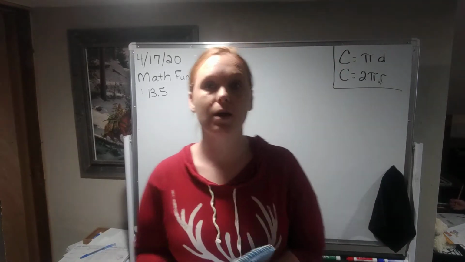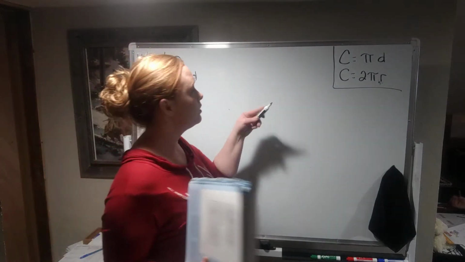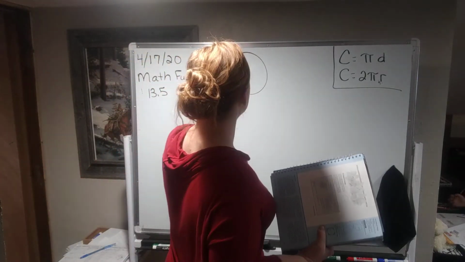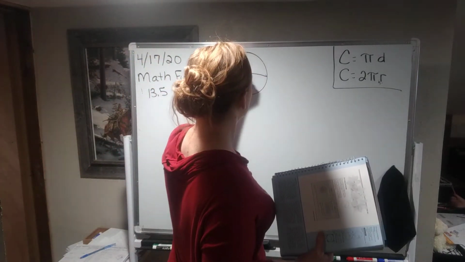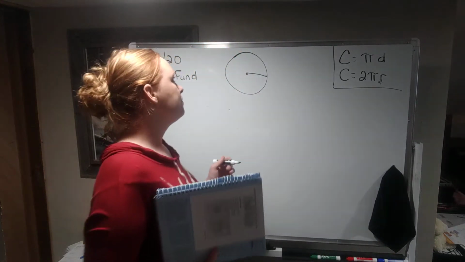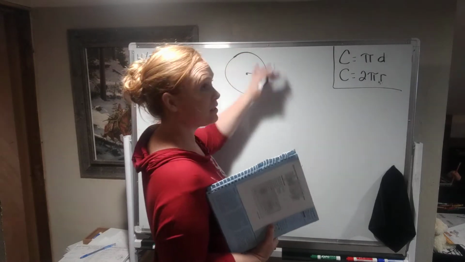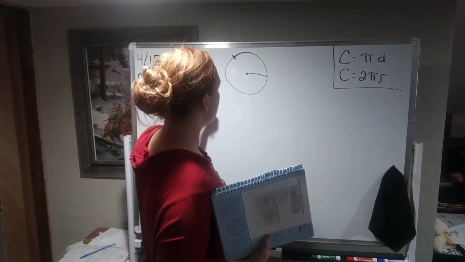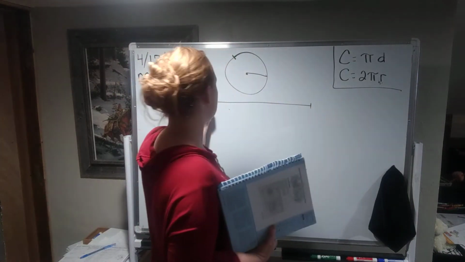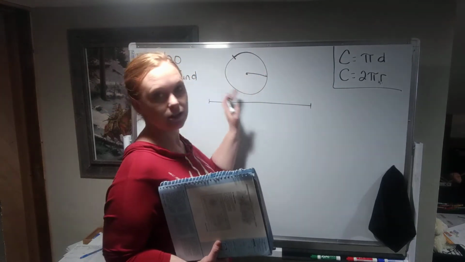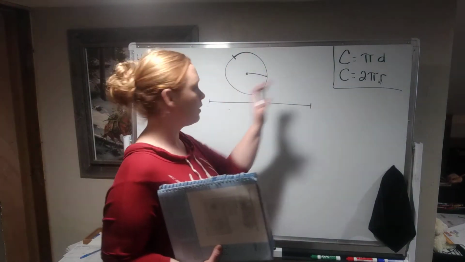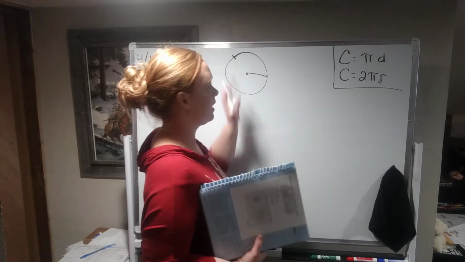So first we need to talk about what the difference is between circumference and area. So here I have a circle, and the circumference, remember, is if we took our circle and it was a piece of string and we cut it in half and we laid it flat, we would have a straight line and we would measure it. So it's the distance around, right? So circumference is the distance around.